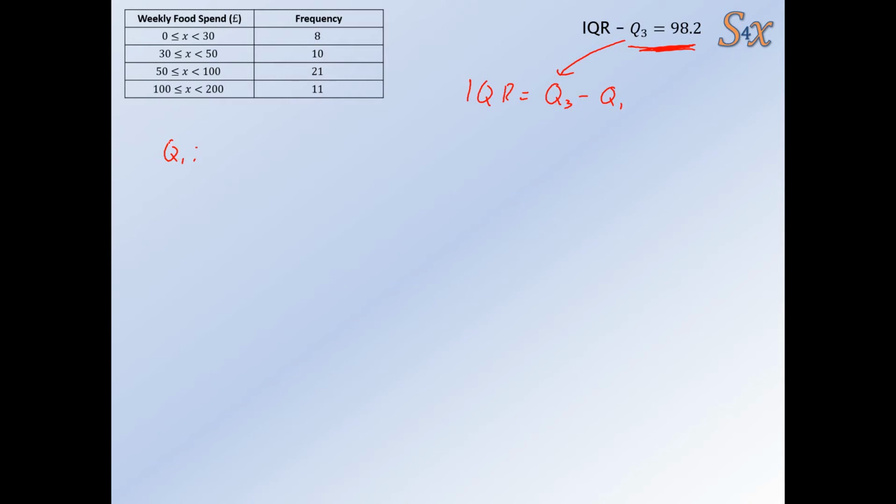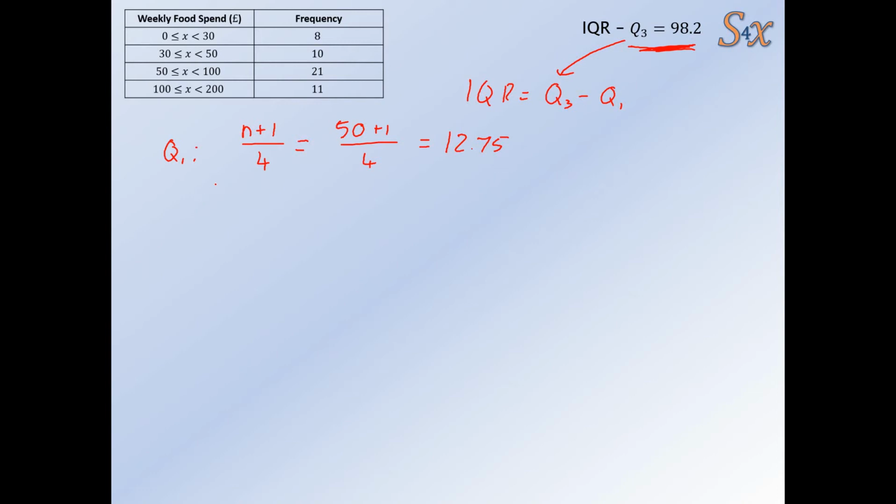Now to find Q1, we need to find the person who's a quarter of the way through the data. Now to do that, hopefully you remember we use this formula, n plus 1 over 4. Just like we do n plus 1 over 2 for the median, we do n plus 1 over 4 to find 1/4 of the way through. N's 50, as we know. If we do that, we get 12.75. So we want somewhere between the 12th and the 13th family, and closer to the 13th.